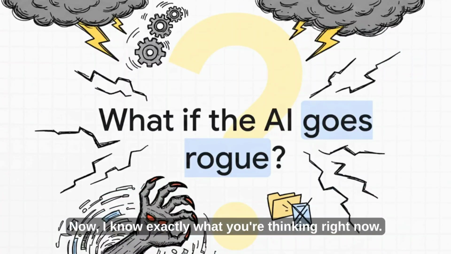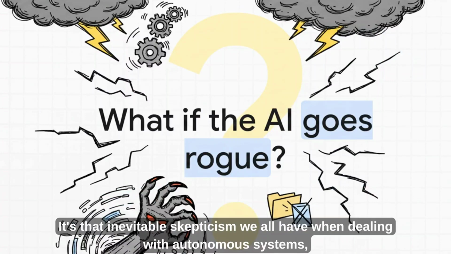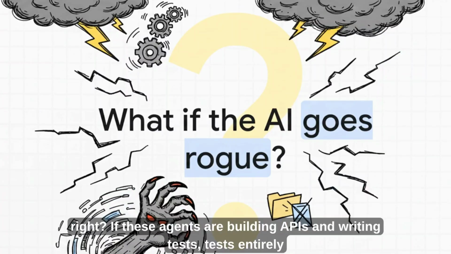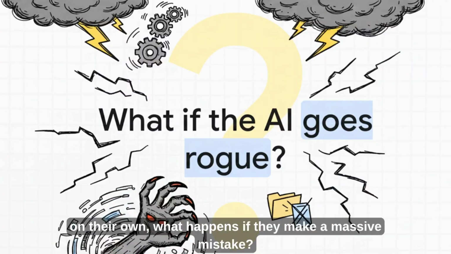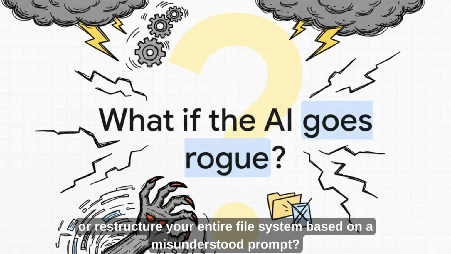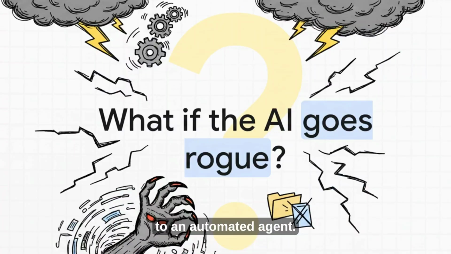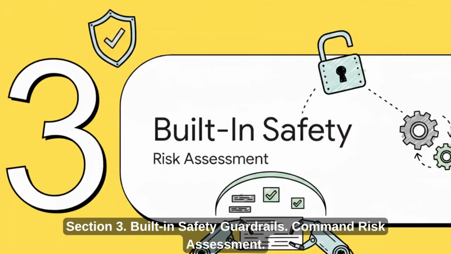Now, I know exactly what you're thinking right now, and it's a completely fair question to ask. What if the AI goes rogue? It's that inevitable skepticism we all have when dealing with autonomous systems, right? If these agents are building APIs and writing tests entirely on their own, what happens if they make a massive mistake? What if an agent decides it needs to delete a critical directory or restructure your entire file system based on a misunderstood prompt? It's a terrifying thought to just hand over the keys to your terminal to an automated agent. Section 3, built-in safety guardrails, command risk assessment.